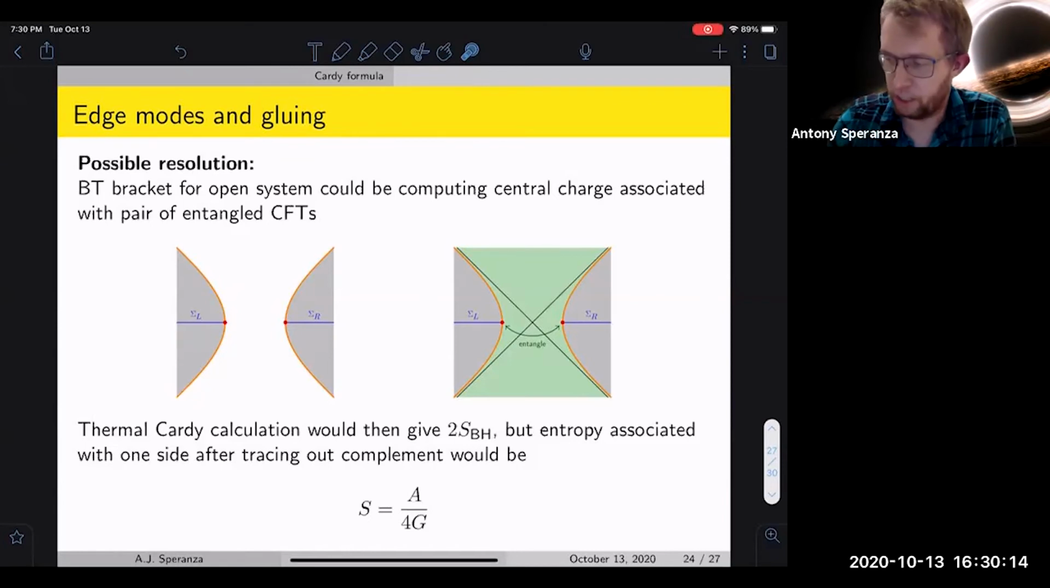And the idea is you would have a set of edge modes associated with your one subregion, sigma R, and the edge modes are at the boundary here. You have a complementary region that you're going to glue onto it, which is sigma L, and its edge modes. And if for some reason this bracket was computing the central charge associated with edge modes of the right CFT and edge modes of the left CFT, the central charges would add, and you would get twice the central charge.